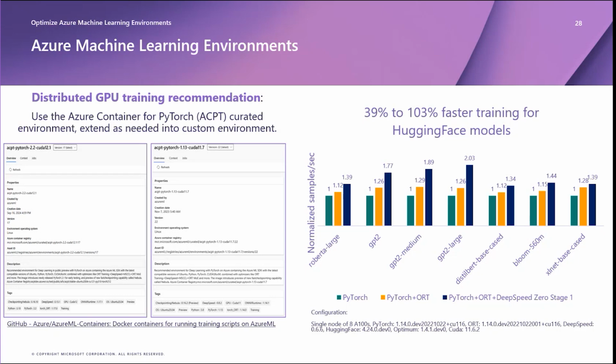The recommended environment for large-scale distributed training jobs is the Azure Container for PyTorch environment, which is purpose-built for multi-node training and helps reduce preparation costs, speed up deployment times, and reduce costs through accelerated training times. This environment contains several built-in optimizers and is easily extensible with your libraries into a custom environment.